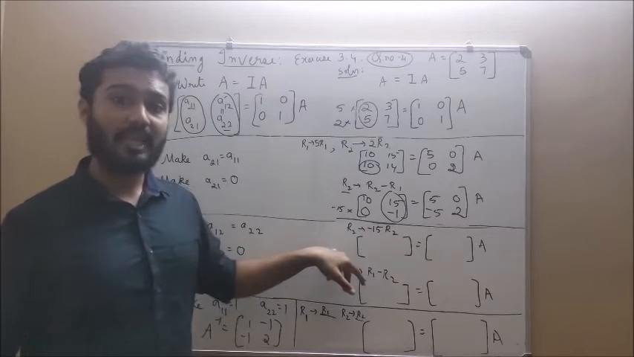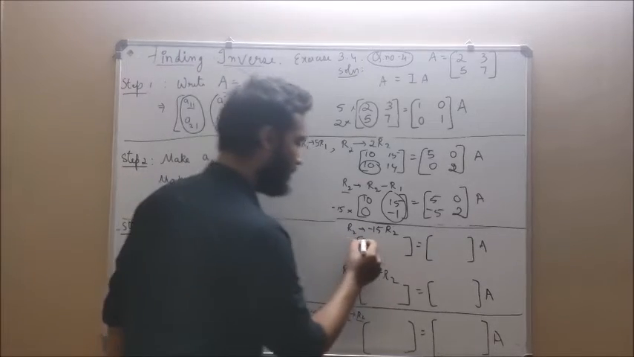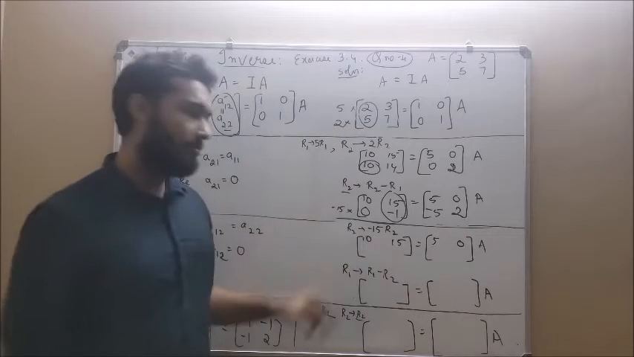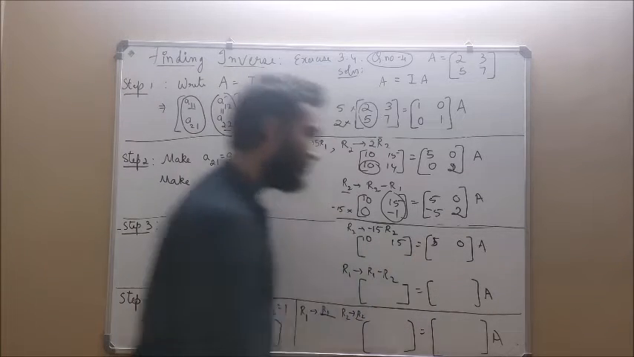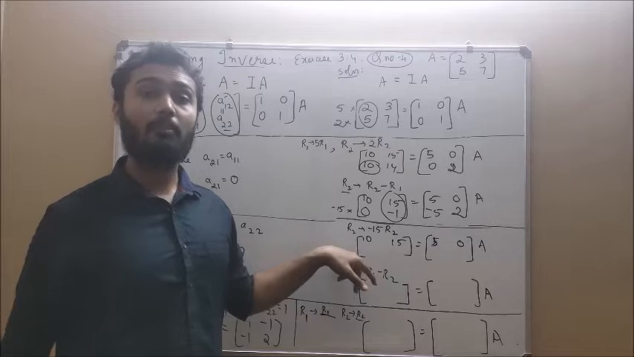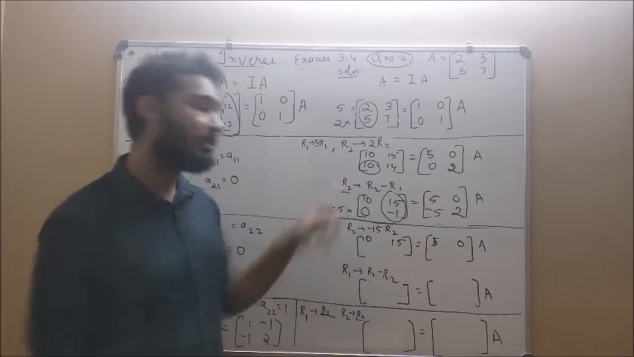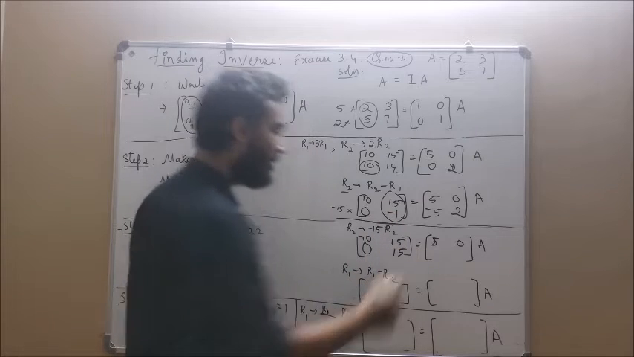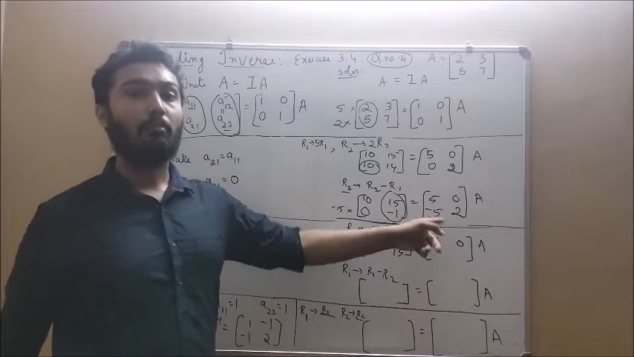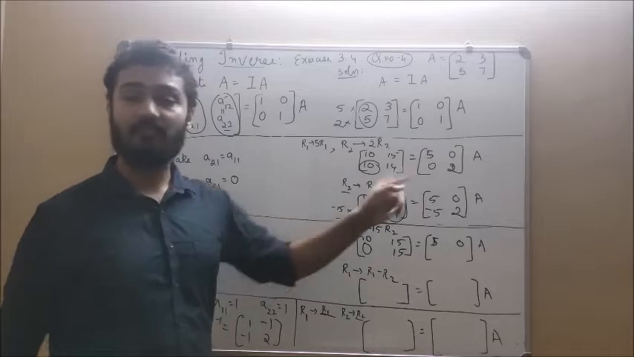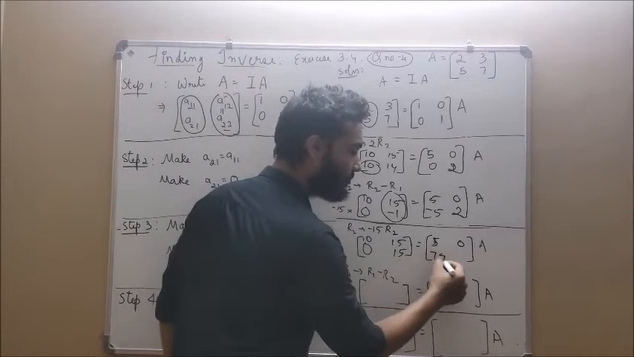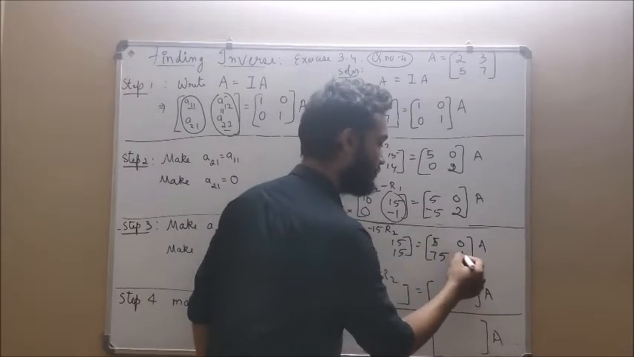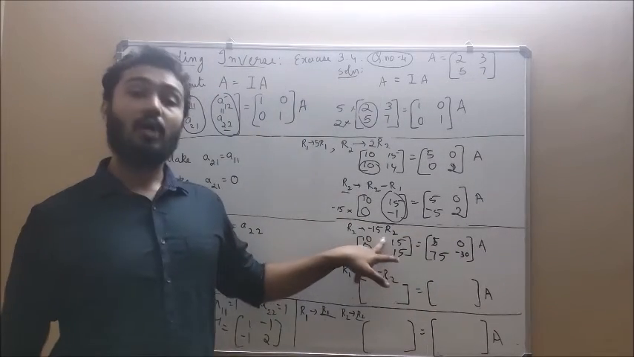Remember, the first row remains as it is. So write the first row: 10, 15, 5, 0. Next, the second row we are multiplying by minus 15. Minus 15 into 0 is 0. Minus 15 into minus 1 is 15. Minus 15 into minus 5, minus minus plus, 15 5s are 75. Next, minus 15 into 2 is minus 30. Now these two are equal.